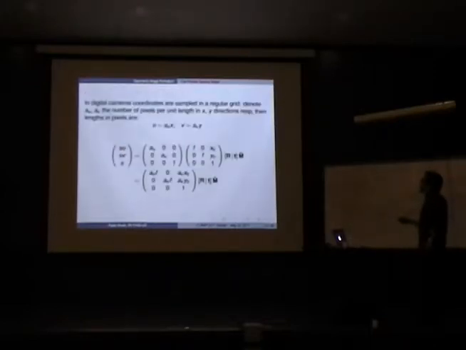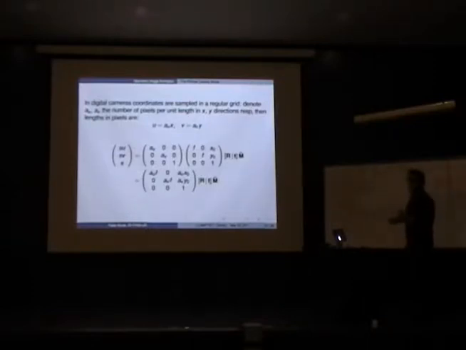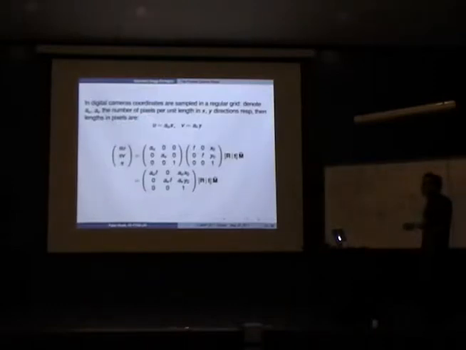So now in digital cameras, what happens? Units are expressed in pixels. So we have to know the unit length of a pixel, and it doesn't need to be the same in the X and Y directions. So these numbers, AU and AB, are the number of pixels per unit length in each of these directions.